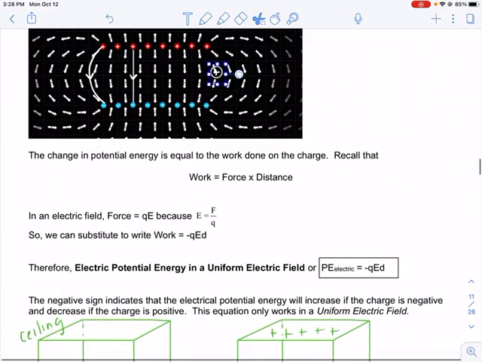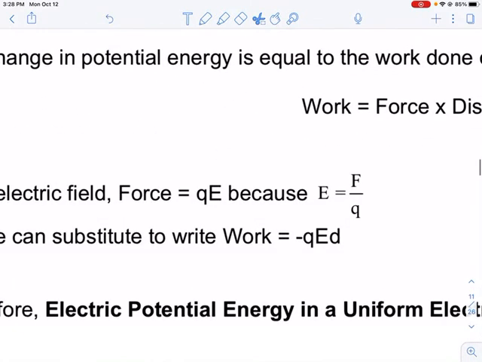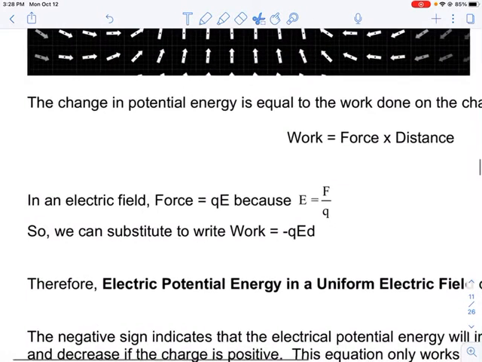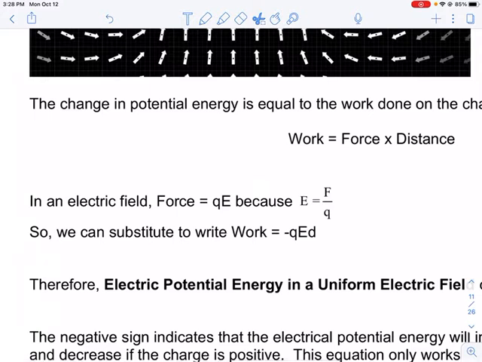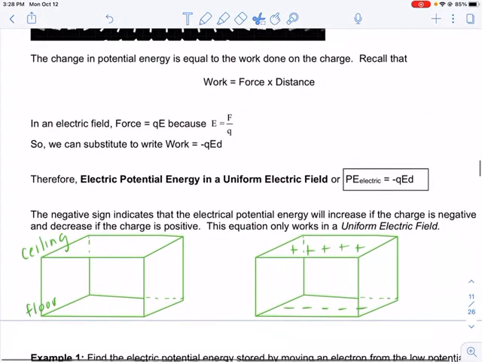So the change in potential energy would be equal to the work done on the charge to move it in that field. Now, in an electric field, we've got that force equals Q times the electric field, because the electric field is defined as F over Q. And we can substitute to say that the work done is equal to negative QEd. The negative sign indicates that the electrical potential energy will increase only if the charge is negative and decrease if the charge is positive. And this equation works only in a uniform electric field.